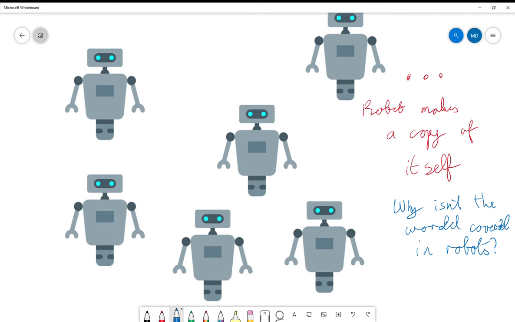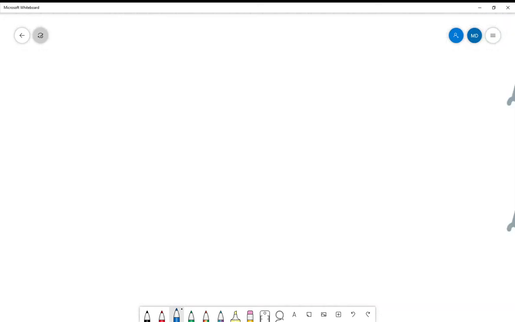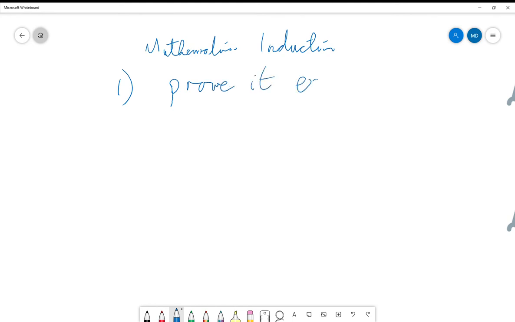One, prove it exists at all. If the thing doesn't ever exist, then it doesn't exist. You can't use induction unless it exists somewhere.